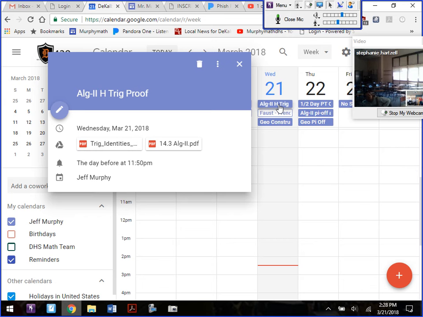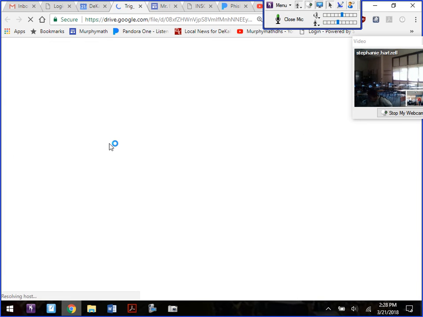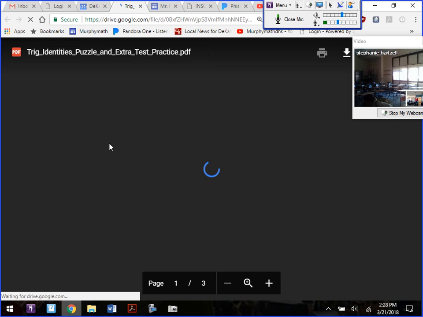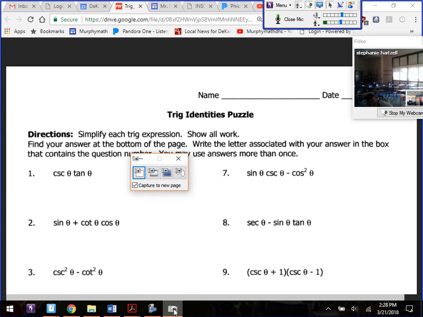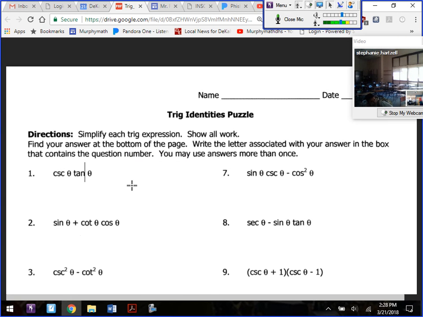Okay? So on the calendar, I have this sheet called Trig Identities. It says Trig Identity, Puzzles and Extra Test Practice PDF. Well, it's just a giant puzzle. So what I want to do here is go through a couple of these with you to show you some tricks of things that you can do.